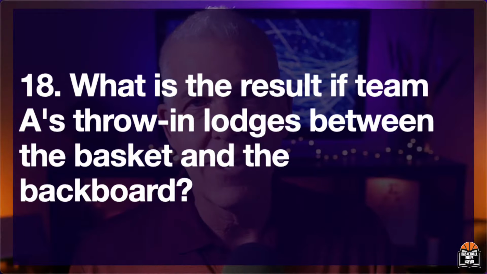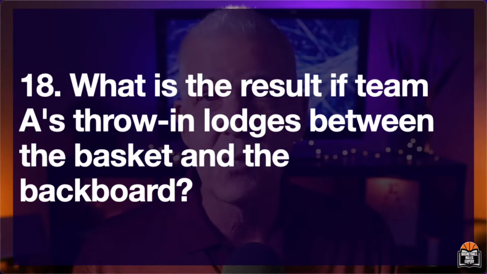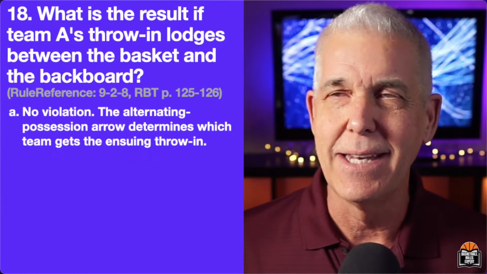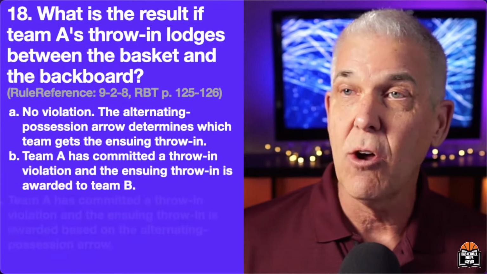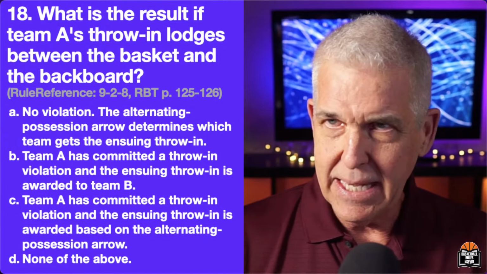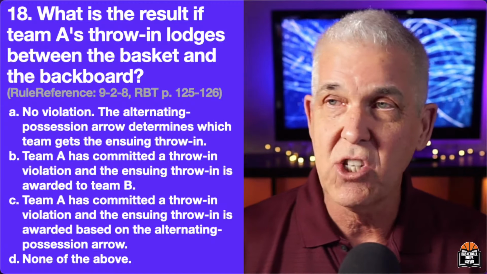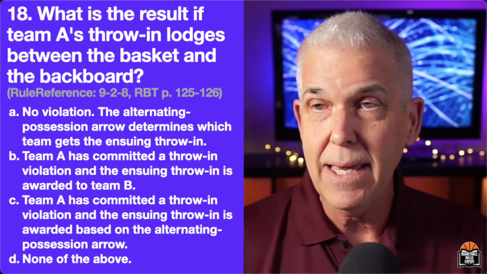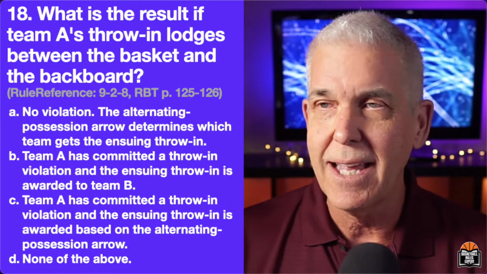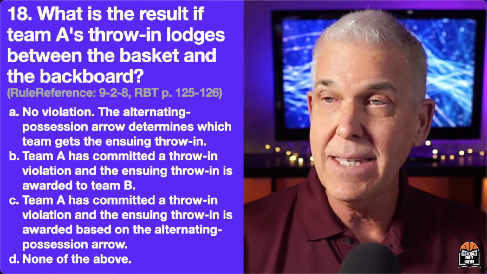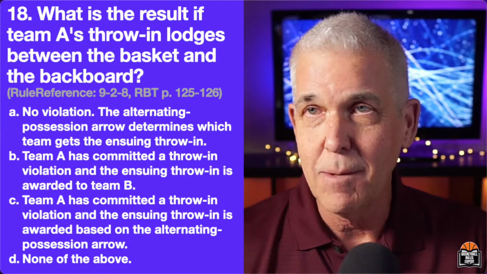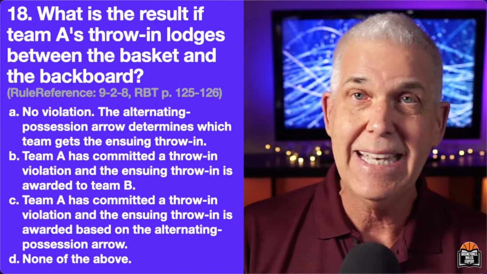What is the result if Team A's throw-in lodges between the basket and the backboard? You don't see that every day. A, no violation. The alternating possession arrow determines which team gets the ensuing throw-in. B, Team A has committed a throw-in violation and the ensuing throw-in is awarded to Team B. C, Team A has committed a throw-in violation, and the ensuing throw-in is awarded based on the alternating possession arrow, or D, none of the above. Wow, okay. Is this a violation?